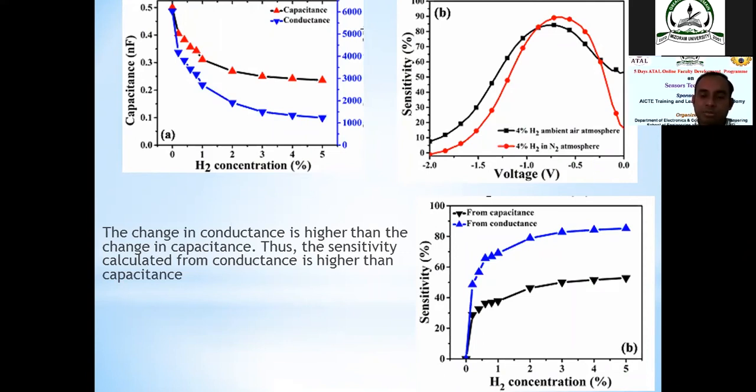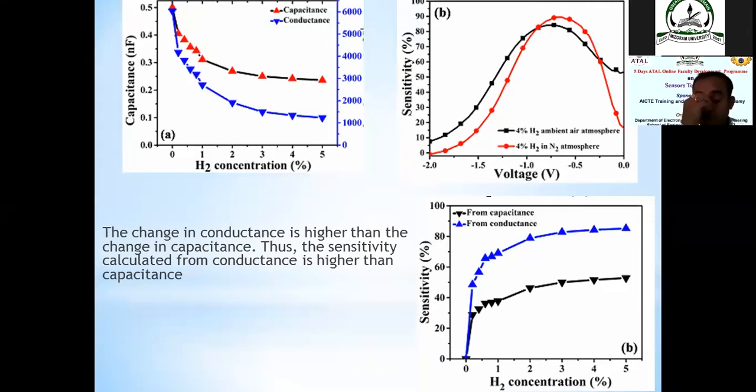The characteristics are similar. But if we calculate from the capacitance point of view, or from the conductance point of view, there is a huge difference. So we have to think about which parameter or which characteristic is changing more for a specific MOS structure or MOS material. We can sense from the change in the conductance, from the change in the capacitance, or from the change in other parameters, such as doping concentration.